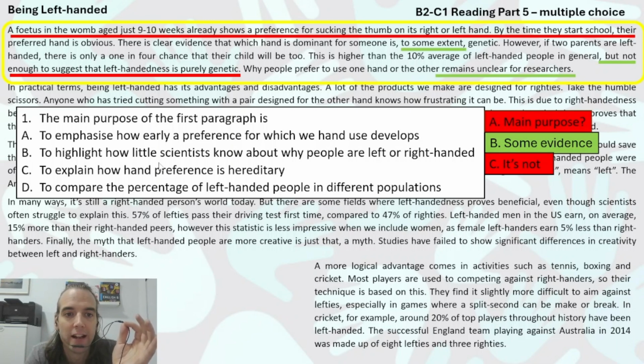This is just not true. Hand preference is partly hereditary, but we can't say it is hereditary. It says it's not enough to suggest that it's purely genetic. And two left-handed parents only have a 25% chance of a left-handed child. So we can't really say it's hereditary.